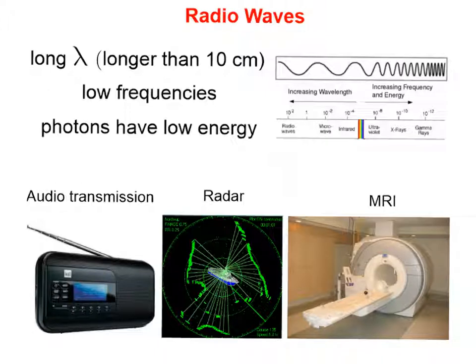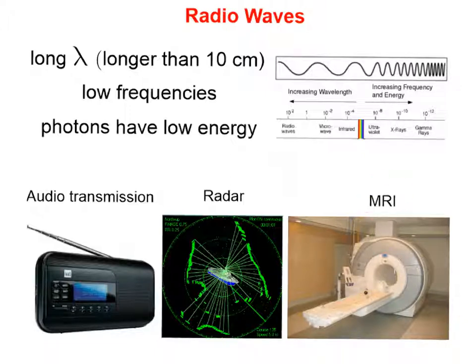A couple of different types of applications for radio waves: audio transmission, you know about that. Radar, which is similar to sonar, except that with radar, radio waves are transmitted toward an object, and by measuring the time required for the wave to bounce off that object and return to the receiving antenna, the object or the location can be found. Radar is used for tracking the movement of aircraft, watercraft, spacecraft, and also law enforcement officers use it to measure how fast a vehicle is moving.